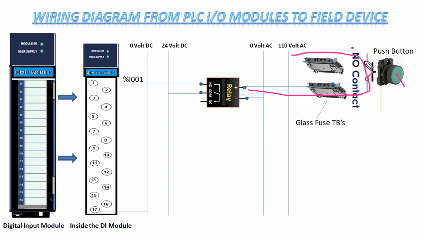From this circuit, we are connecting 110 volt DC through the push button. The relay will act. When the relay acts, 24 volt DC available at the common point, see here, and this common point will turn to the NC contact, and the supply will go. This bit will energize. That is I001. This is how the PLC input module will work.